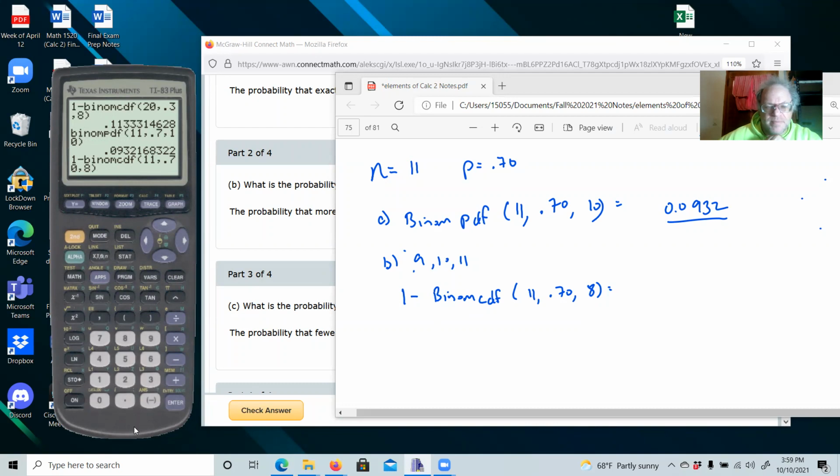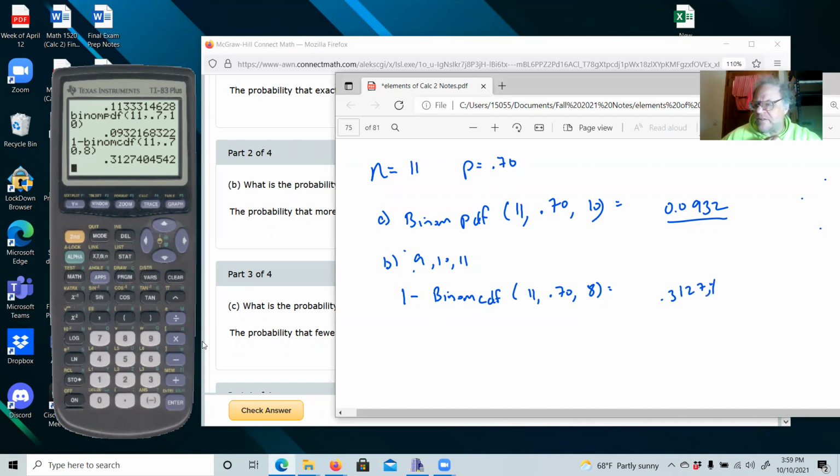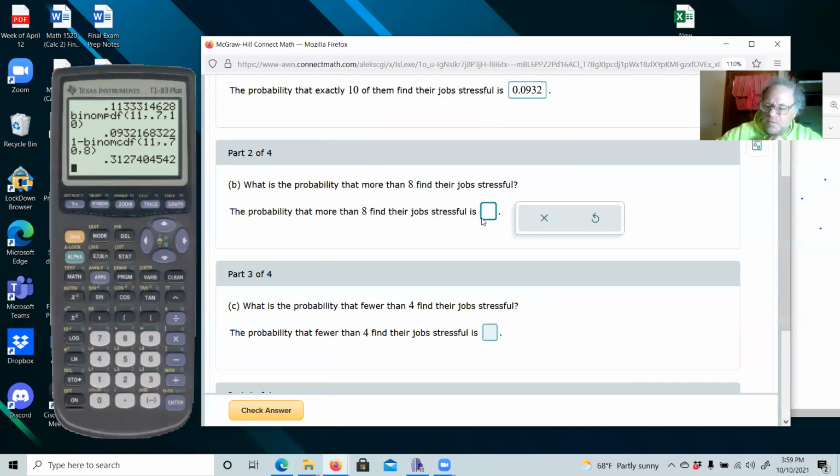All right. We ended up with 0.31274. Since we're rounding to 4 decimal places, we could drop this 4, so 0.3127. Okay.